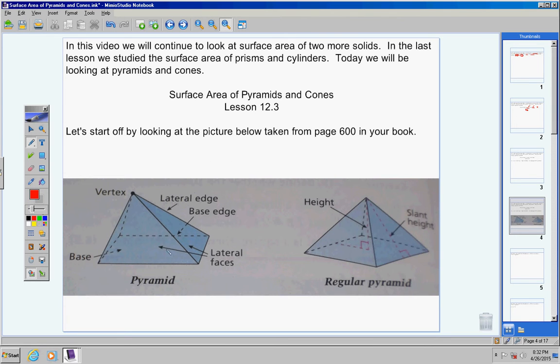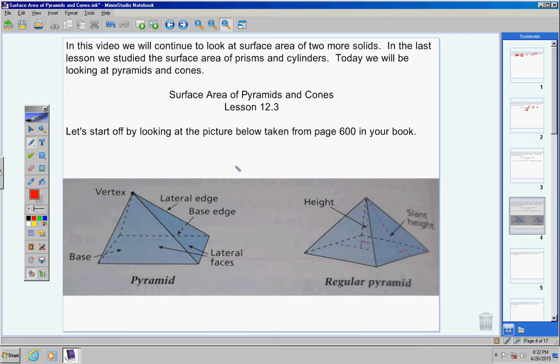And then make sure you understand these terms. No, they're not going to be fill in the blanks, okay? Not at all. But if I say to you, look at the vertex, or look at the base, or look at a lateral edge, or look at a lateral face, or the height, or the slant height, you need to know what these terms mean. So in your notes, I would write down page 600, pyramid and regular pyramid, know the terms somehow in your notes.